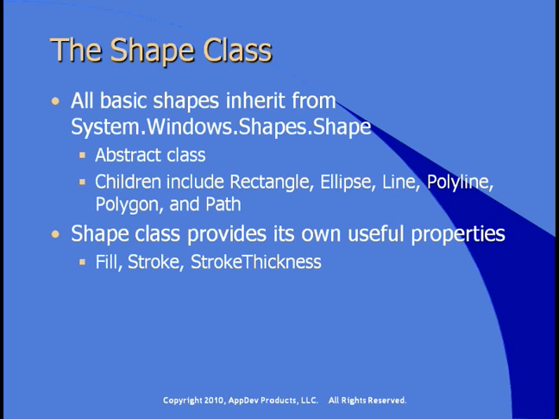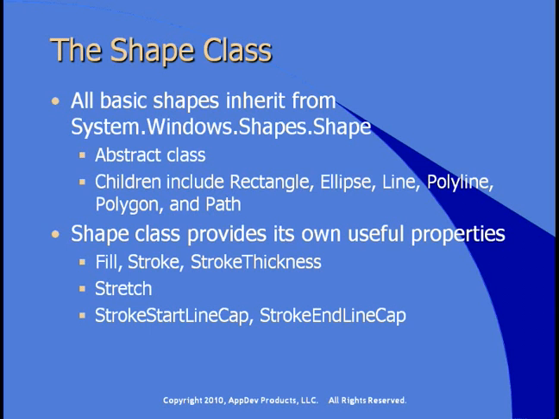The shape class, that is the base abstract class, provides its own set of useful properties. Things like fill, that's what goes inside the shape, stroke, that's what defines the border of the shape, and stroke thickness, well, that's the thickness of the border. There's a stretch property that defines how the shape gets stretched. There's stroke start line cap and stroke end line cap, and these control the contours of the beginning and the ending of a line. They don't really have any effect on closed shapes like a rectangle, which don't have a starting and ending point.